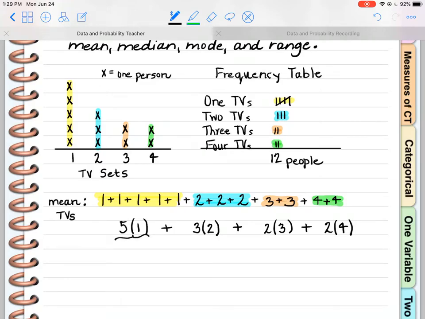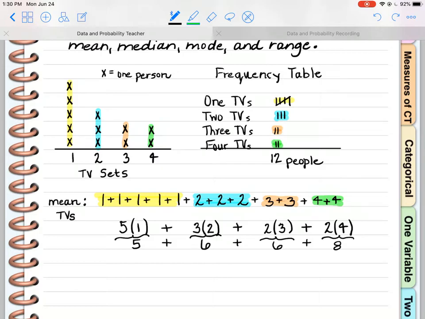5 times 1 is 5. 3 times 2 is 6. 2 times 3 is 6. And 2 times 4 is 8. So you can add it right here, or you can add it right there. And either way is going to give you the same amount.